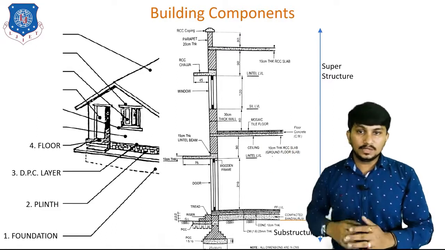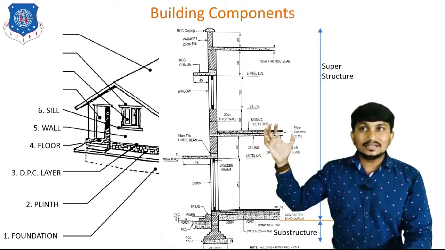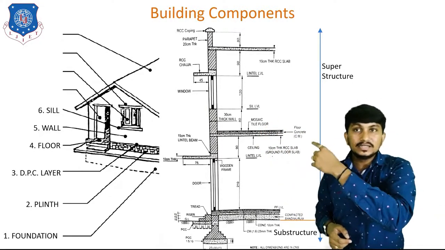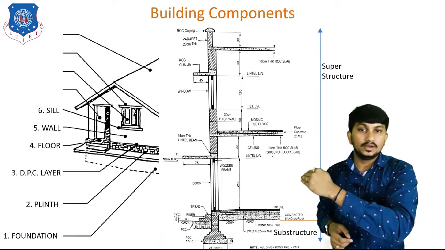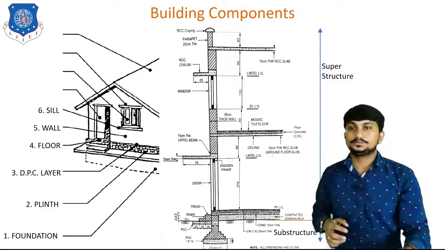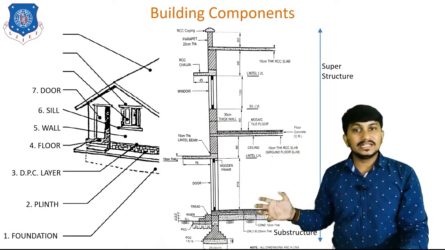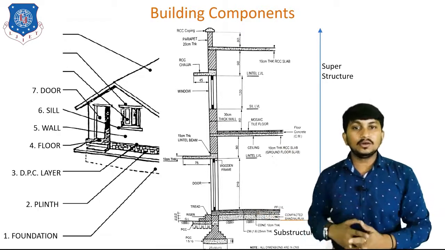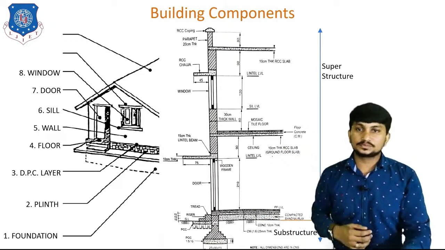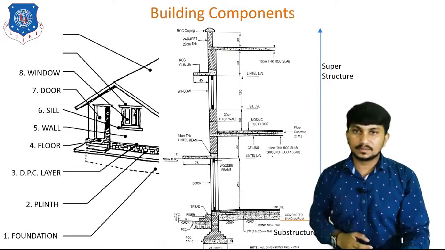Next is floor of the building. Fifth is wall. Sixth is sill. You can clearly see in this figure also. Sill is below the window. It is one type of beam which is used to support the window frame. Next is door. You can see it is used to enter any building or any room. Next is window, which is used for wind or ventilation purposes.